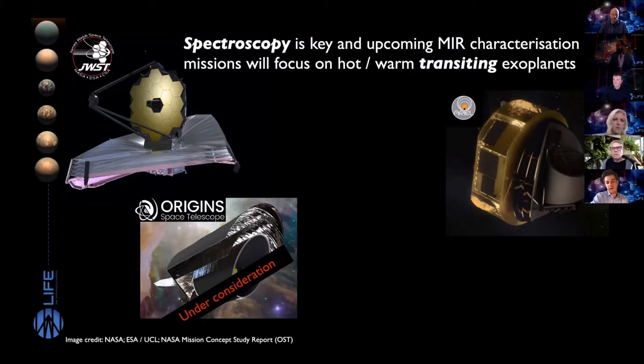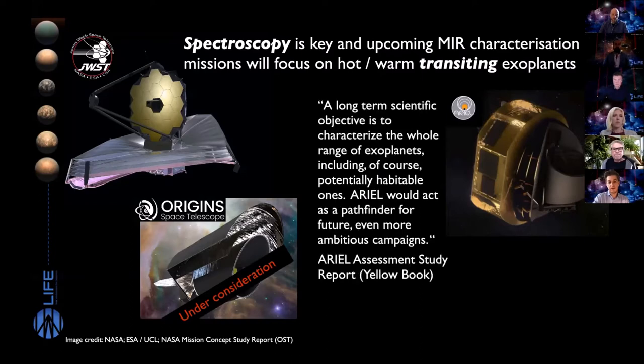But we will for sure have the Ariel mission on the European side, which is a dedicated atmospheric characterization observatory launching towards the end of this decade, hopefully. And I put here a quote from the Ariel Yellow Book, where it says that in the long run, the goal is certainly to characterize the whole range of exoplanets, in particular also potentially habitable ones. And at the moment, Ariel is probably seen as a pathfinder for future and even more ambitious campaigns.